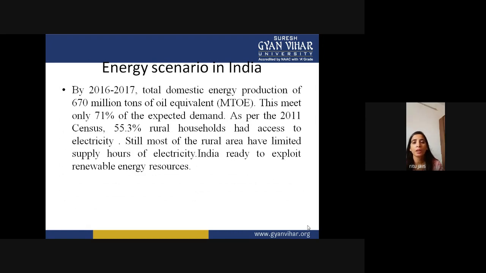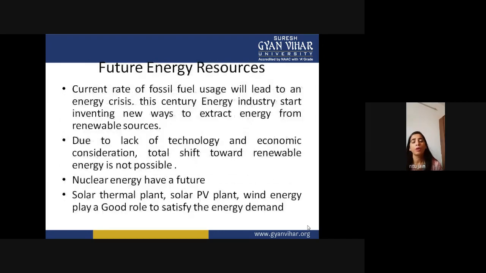So, India is ready to exploit renewable energy resources, because in India we are very lucky to have some renewable energy sources, and we can use them smartly to grow our Indian economy and energy sector, or to reform our energy sector. So what may be the future energy resources in India?